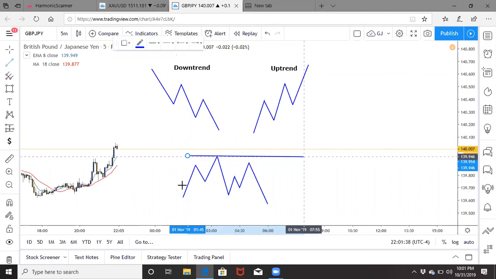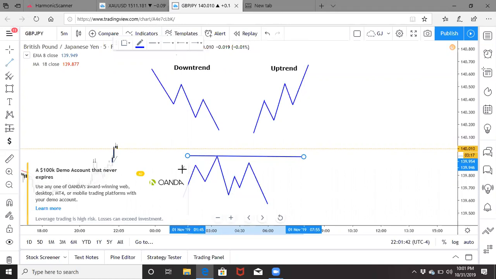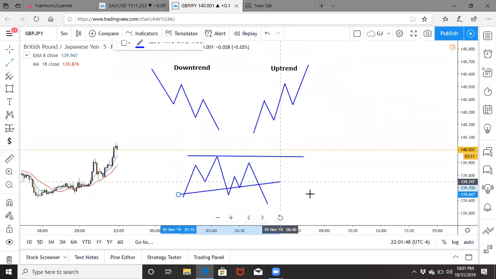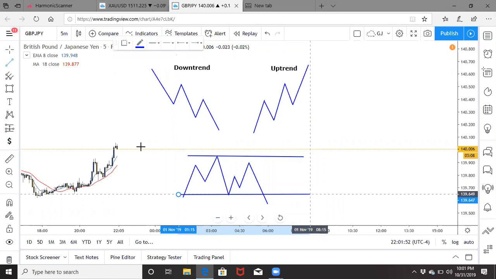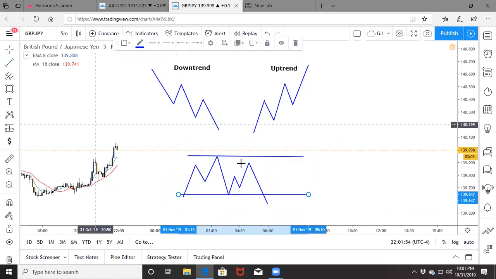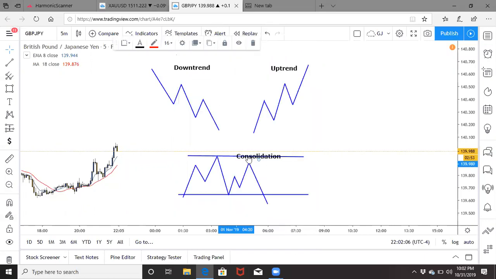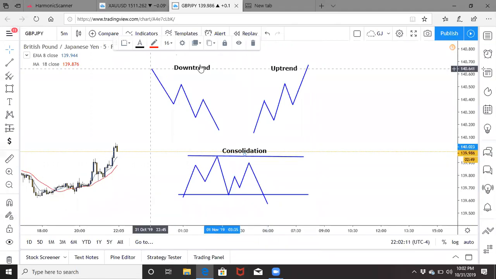Like it'll play around. That's what consolidation be looking like. Super hideous. No clear direction. Right? So higher highs, higher lows.